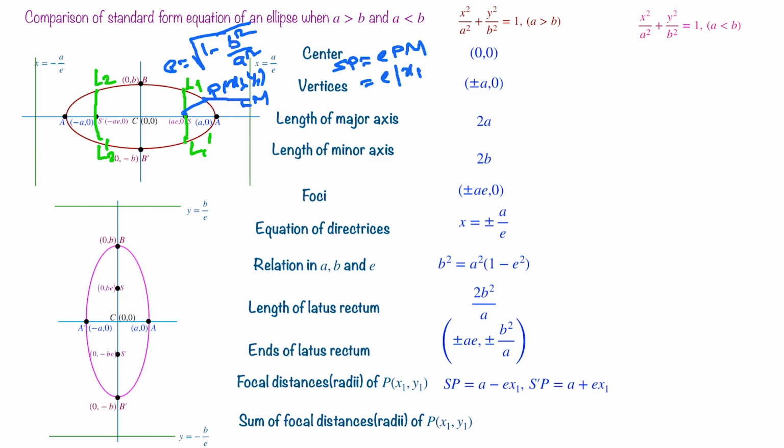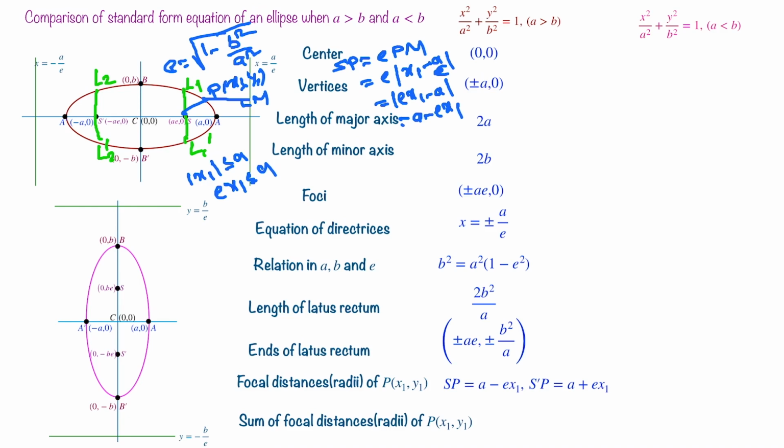Mod x1 minus a by e. So, if I take e inside, I will have e times (x1 minus a by e). But you should know one thing: for any point x1, y1 on the ellipse, we should have mod x1 less than or equal to a, because here we have this ellipse only from minus a to a. And also e is between 0 and 1, that's why e x1 should still be less than or equal to a. So, if you want to get rid of this modulus, we should write a minus e x1.